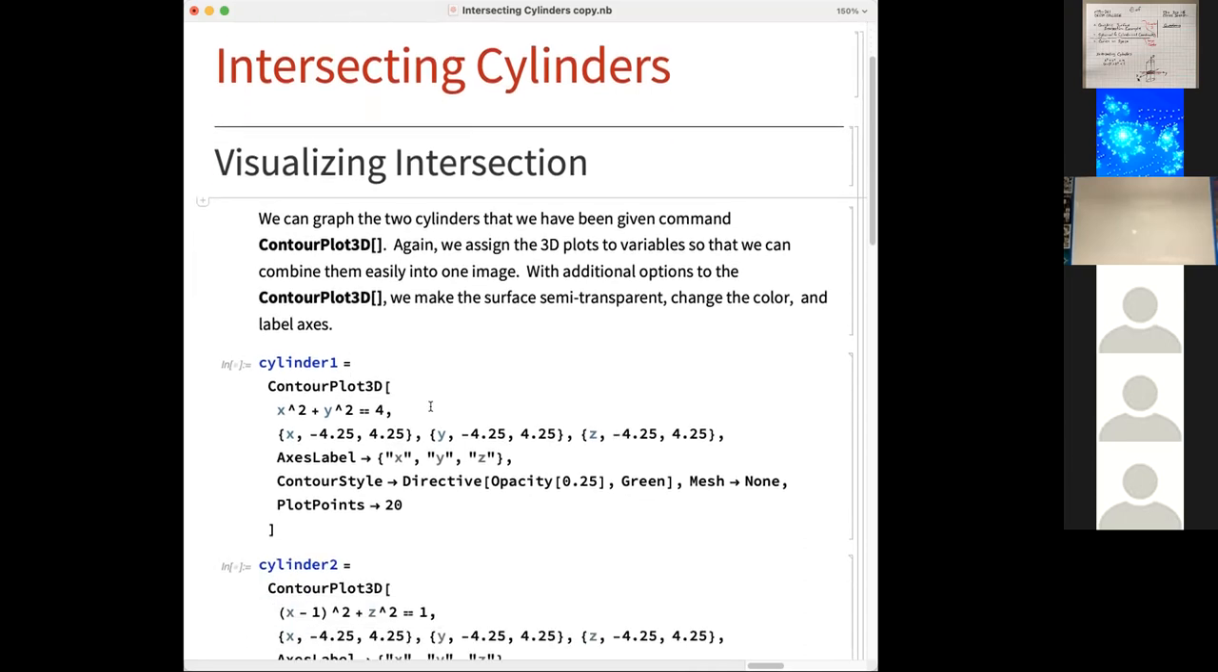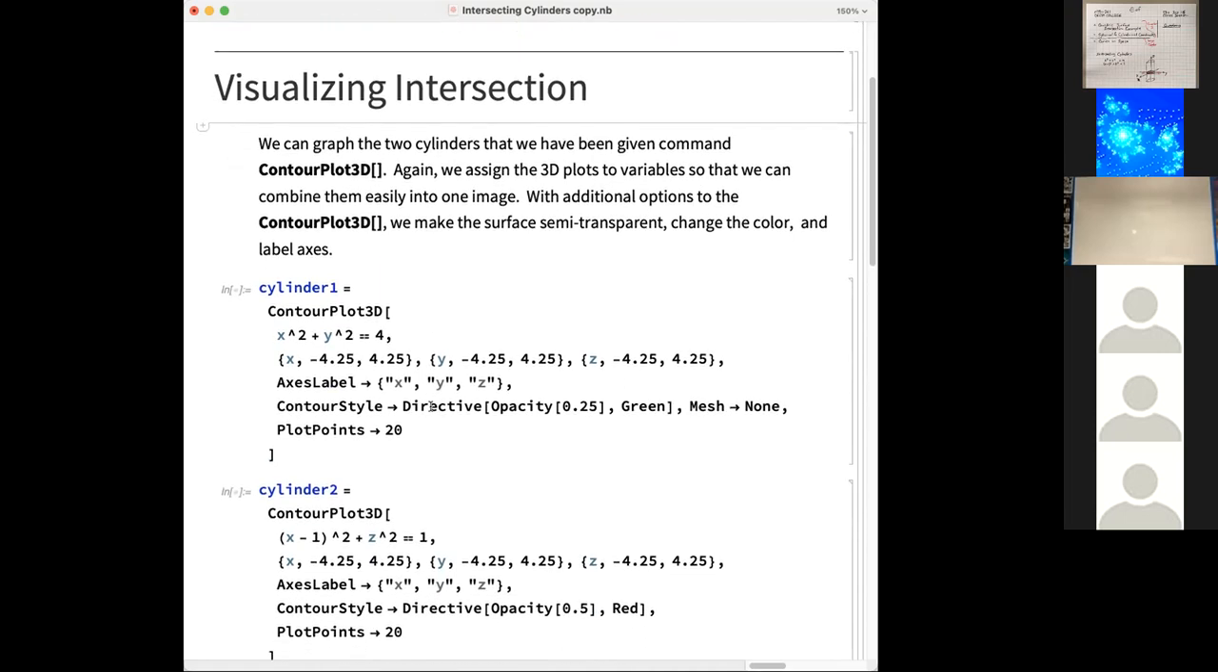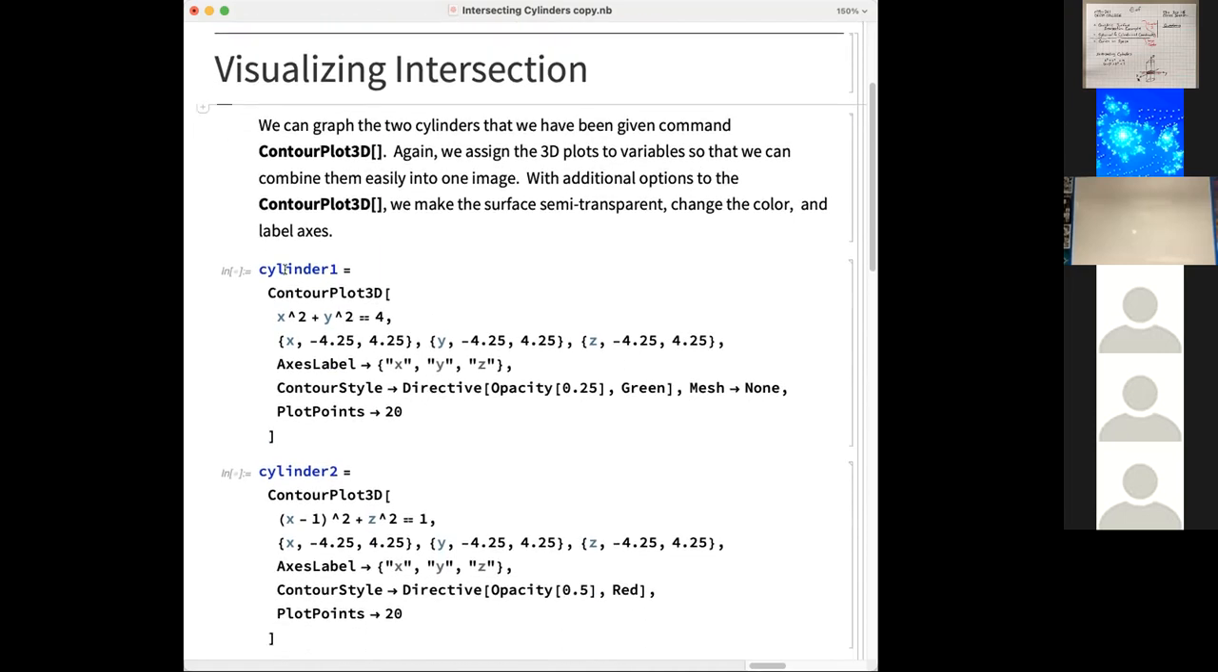And again, what I'm going to do is define two variables and then bring the two variables together in a picture. So this looks very busy, but let me explain all the options we're using right here. Cylinder one equals, that means I'm creating a variable called cylinder one. Cylinder two equals a variable called cylinder two. What is this variable? Is it 4? Is it 7? Is it x minus 9? No, this variable is a plot structure.